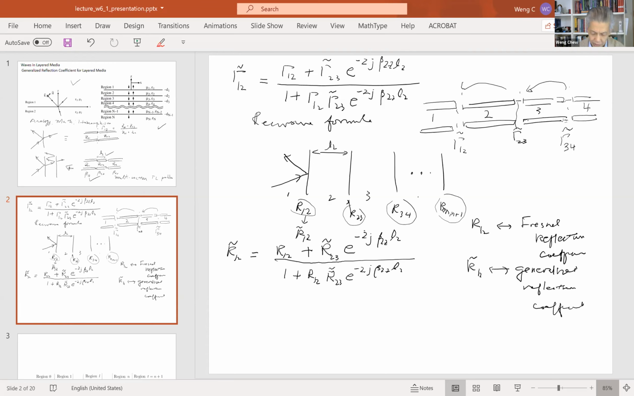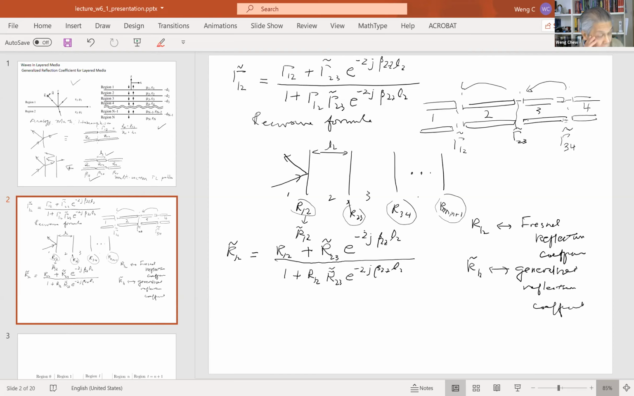Okay, and once you know that, you can build the system up recursively to find the generalized reflection coefficient at every interface, and hence at the first interface. Is this clear? Are there any questions regarding this procedure? Okay, if not, then we can move on. This represents a very powerful way to solve for the reflection of a wave from a layered medium. Layered medium is very useful.